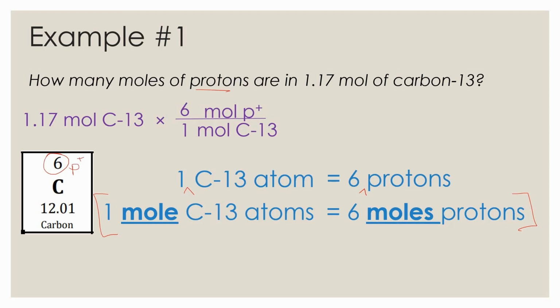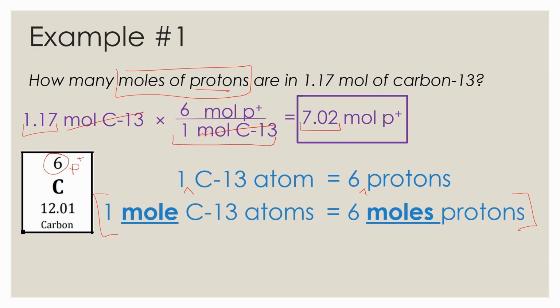So then moles of C13 are up, moles of C13 come down, moles of C13 cancel out and go away, and right now, if we plug in, we will be left with moles of protons. Sure enough, that's what we're looking for, so it's time to plug this into the calculator. 1.17 times 6 is going to give us 7.02. Now we check for sig figs. We started with 3 times a conversion factor. We should end with 3. And that's already how our answer is written. So this is our final answer. In 1.17 moles of carbon-13, there are 7.02 moles of protons.